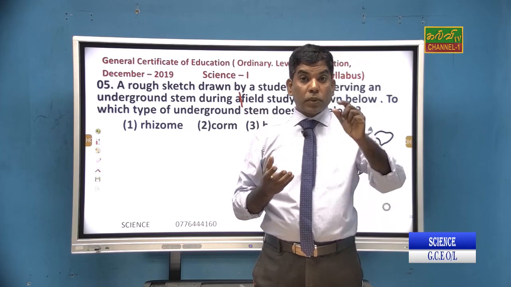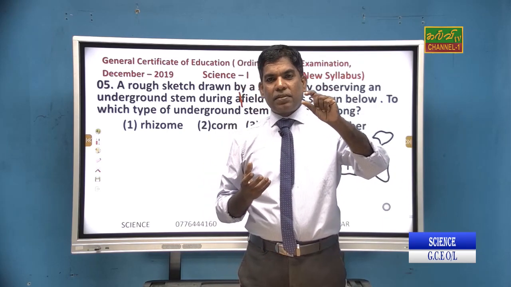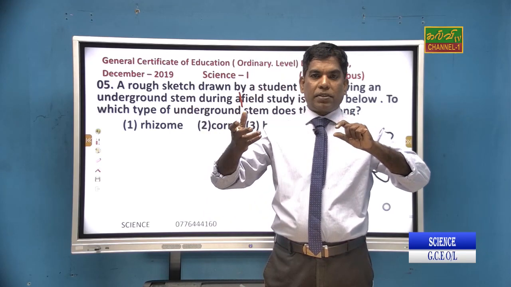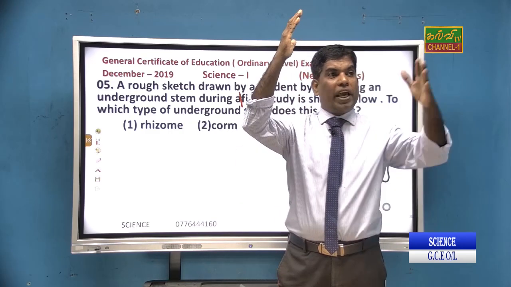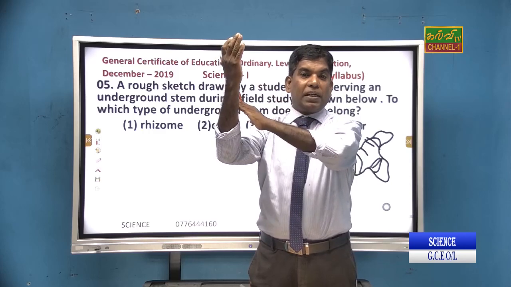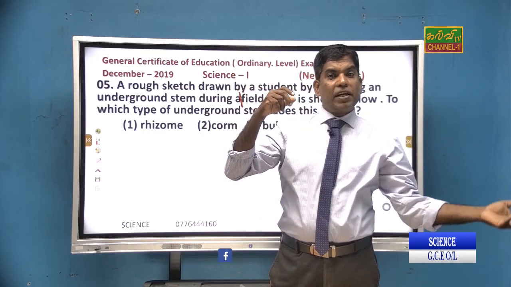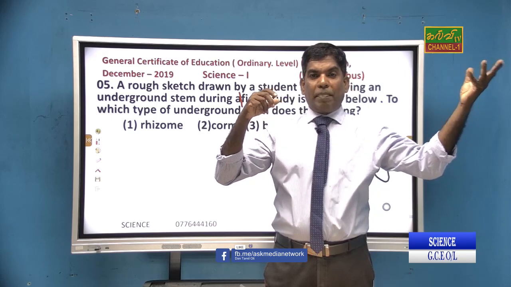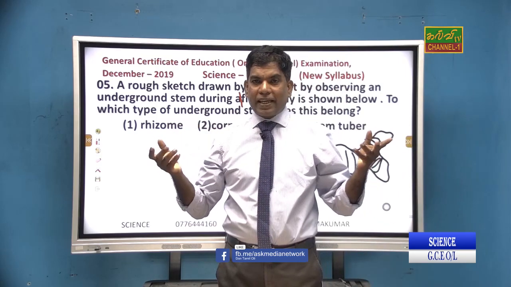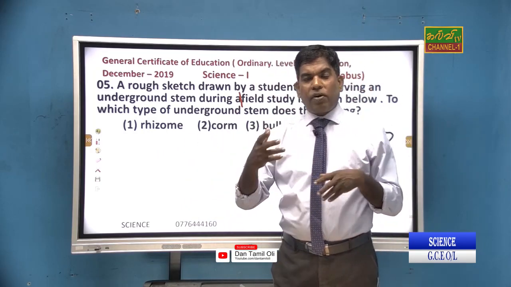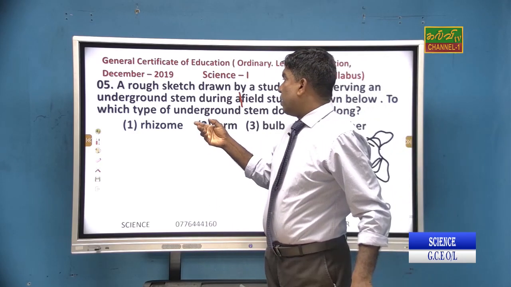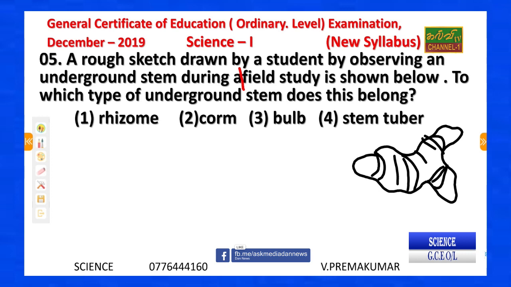Yes, a small piece of ginger can give another new plant because it has a bud. Normally the aerial stems have buds. When you cut a branch of that and plant it, it will give a new plant. Hibiscus or jasmine is like that. So that is a normal aerial stem. But ginger is found underground. So the underground stems are of various types: rhizomes, corm, bulb and stem tuber. Those are the underground stems.